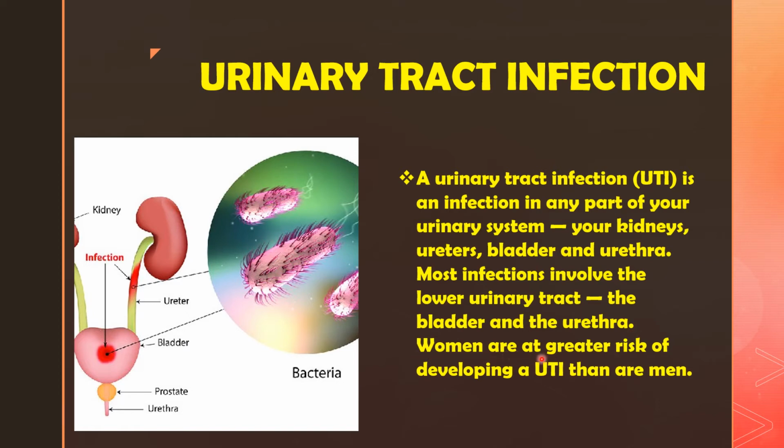Women are at greater risk of developing a UTI than men. See the diagram. This is the ureter. Infection may happen over there. This red color is infection. Or else infection may happen, in case of male and female both, in the urinary bladder also. This red color is also infection.